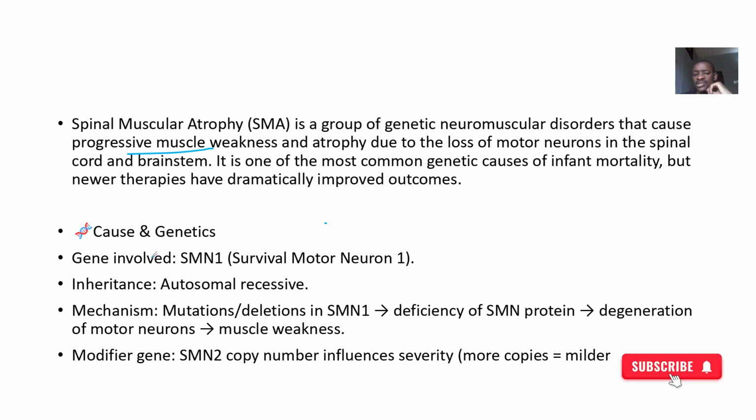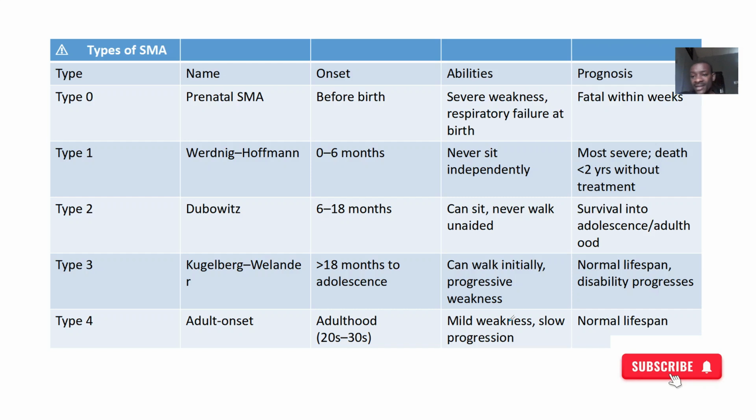So, causes and genetics: there's a mutation in a gene known as the survival motor neuron 1 gene. It's autosomal recessive, so there's a mutation or deletion in that gene. So there's a deficiency of a protein known as the survival motor neuron protein. That protein is to keep your nerves healthy. So if your nerves are not healthy, the communication is breached and you're having muscle weakness. So we have different types.